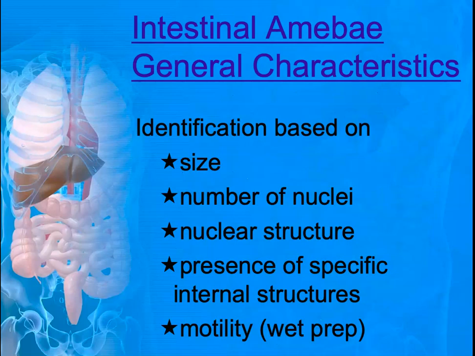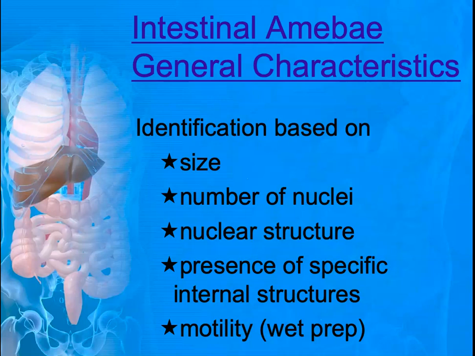So, general characteristics of our intestinal amoeba. Identification is based on several things, most notably size. So remember I've mentioned that ocular micrometer that is vital to the parasitology lab, the scale that's in the eyepiece of the microscope. You have to be able to measure these trophs and cysts, because that is a lot of times the only thing that's going to differentiate one from another.